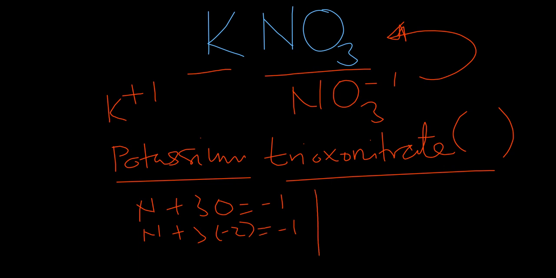So that will give us nitrogen minus 6 equals minus 1. So nitrogen equals minus 1 plus 6. So the oxidation state of the nitrogen will be positive 5, which is V. So the parenthesis will have the oxidation number V, which stands for 5. So the name of this compound will be potassium trioxonitrate(V). Simple as that. Let's look at the next example.